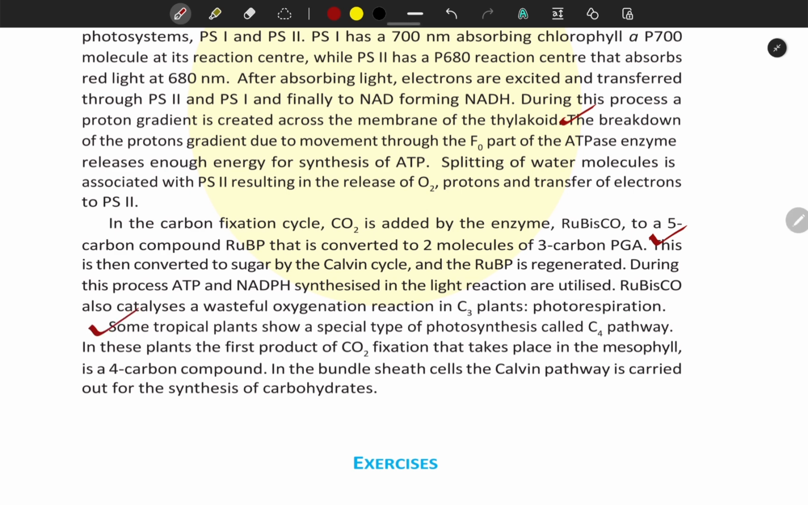Some tropical plants show a special type of photosynthesis called the C4 pathway. In these plants, the first product of CO2 fixation that takes place in the mesophyll is a 4 carbon compound. In the bundle sheath cells, the Calvin pathway is carried out for the synthesis of carbohydrates. Here, the chapter Photosynthesis in Higher Plants is over. Thank you.